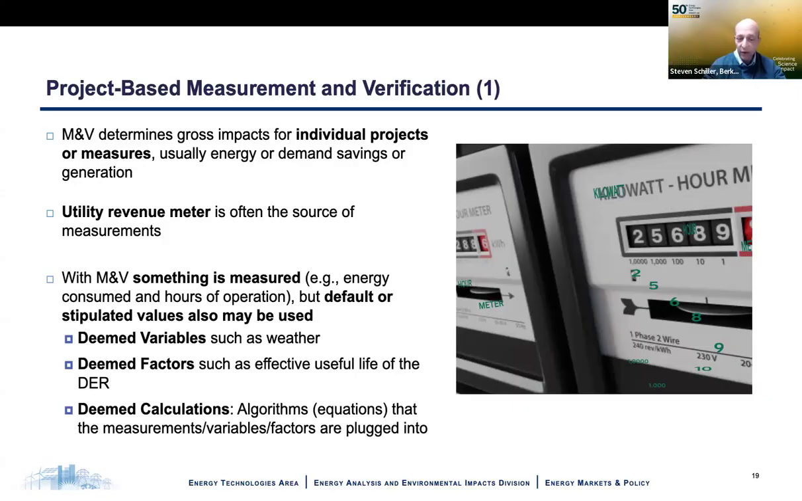But default or stipulated values can also be used. You might not measure everything involved. For example, you might not measure the weather. You might just have weather data that's available for a deemed value. You might not measure how long the equipment lasts. Some of this equipment is going to last 20, 30 years. You're not going to be measuring it for that period of time. You might take measurements for 1 or 2 years, maybe for 1 week, and then assume a certain useful life for the long-term projected savings.